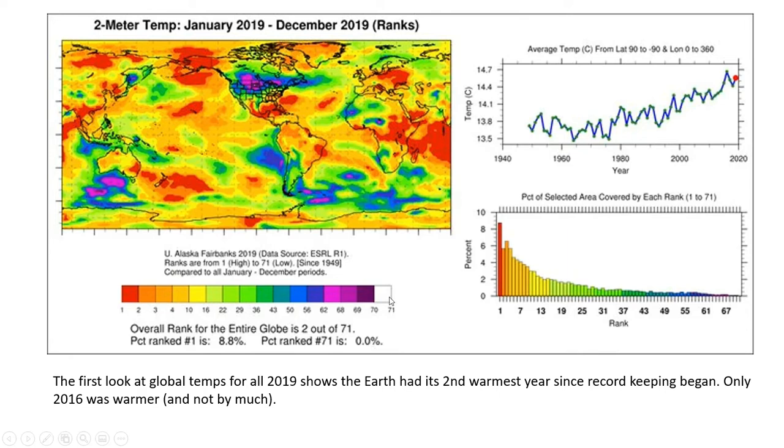So what does this mean? Number 1, 8.8%. It ranks from 1 high to 71 low. So a ranking of 1 is 8.8% of the entire globe. When you get to 2, it changes over. 71, the lowest, 0.0%. In other words, the deviation is trending so that things are getting, for the most part, warmer.